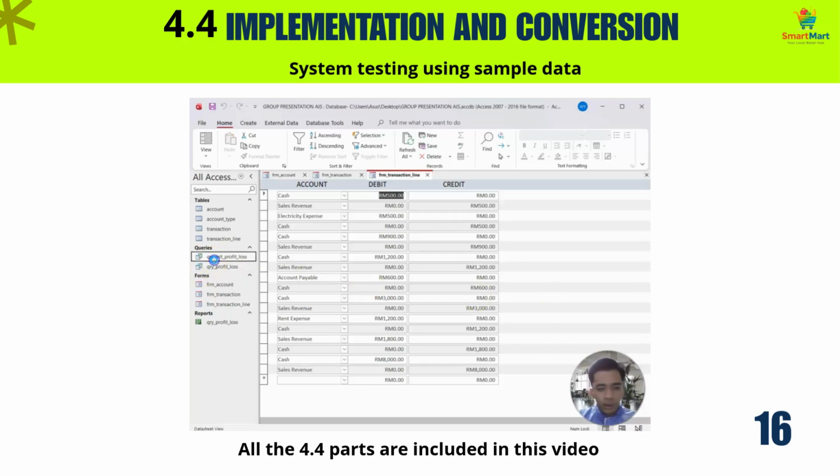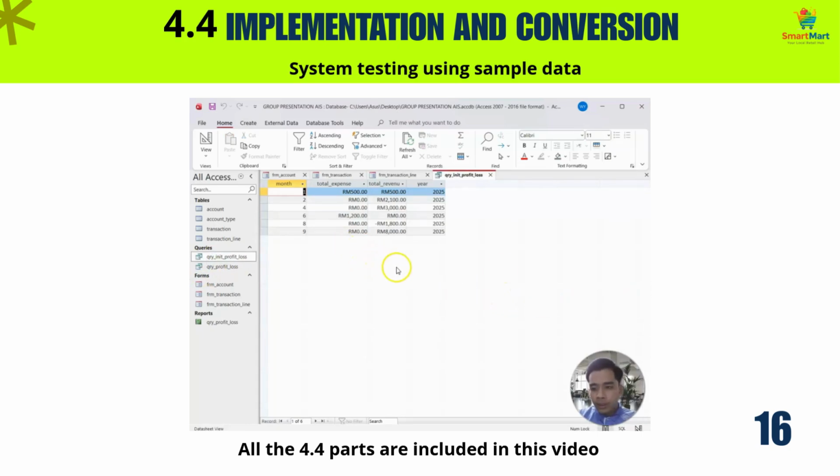So, queries. These queries prepare transaction data by filtering and organizing income and expense records. And these queries process the transactions and calculate total income and total expenses. These calculations are used to generate the profit or loss report.